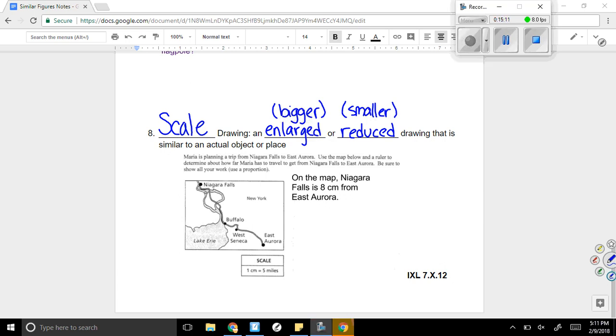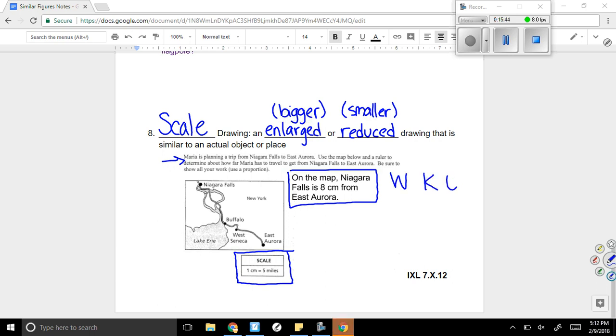Okay, so let's look at this example using a scale drawing. There's a lot of information up here, and you can go ahead and read through this, but I'm seeing something extremely important in my drawing here. They tell me that I have a scale. 1 centimeter is equal to 5 miles. And then I look over here, and it says on the map, Niagara Falls is 8 centimeters from East Aurora. So if I go back here, it says we want to determine about how far Maria has to travel to get from Niagara Falls to East Aurora. So let's go ahead and make our WKU.